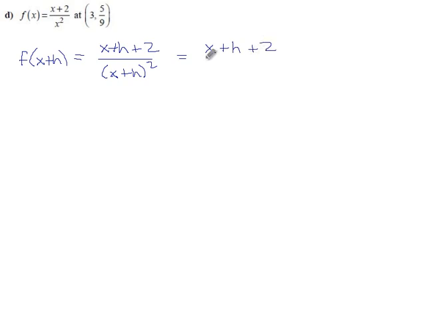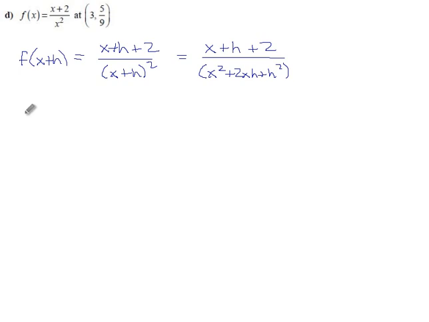Did they save the most annoying derivatives for last? Yes, they did. Our function here is (x plus 2) over x squared. And if we're going to do its derivative, we need f of x plus h, which is going to be (x plus h plus 2) over (x plus h) all squared, which, if we expand it, I think it's better to expand it, is x squared plus 2xh plus h squared.